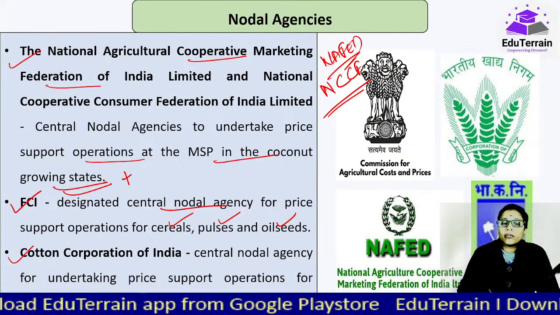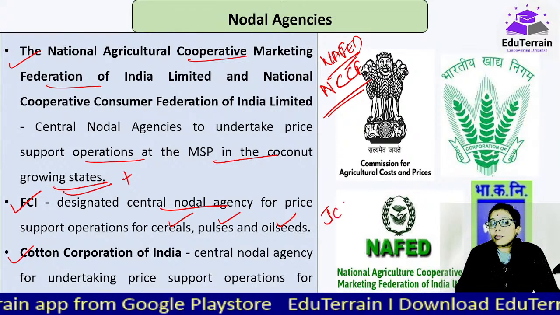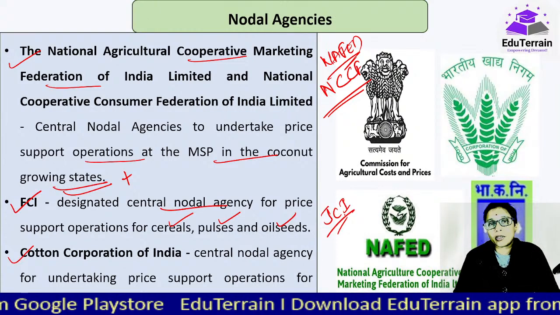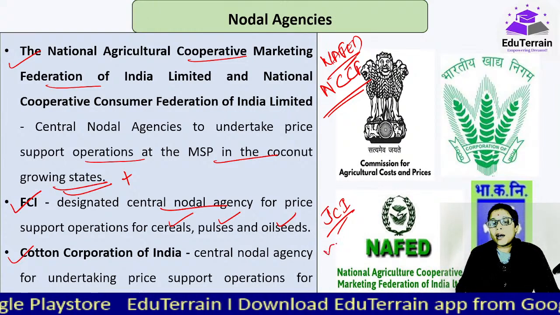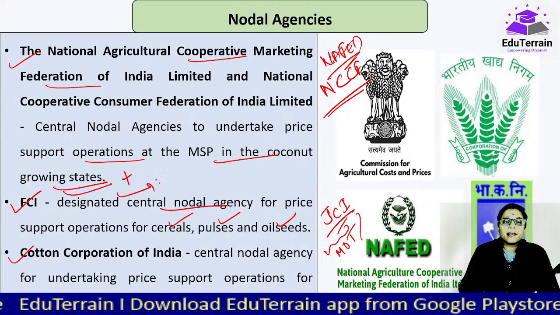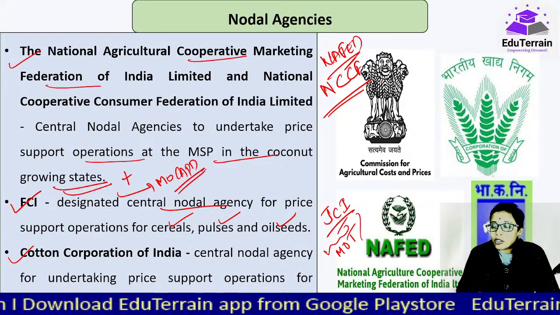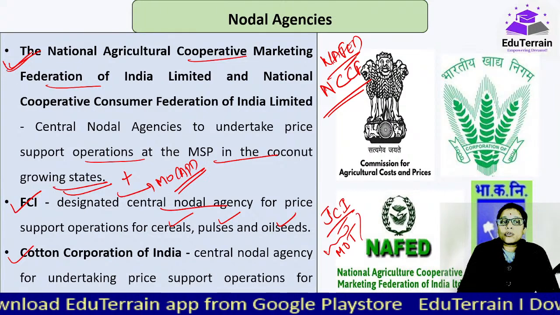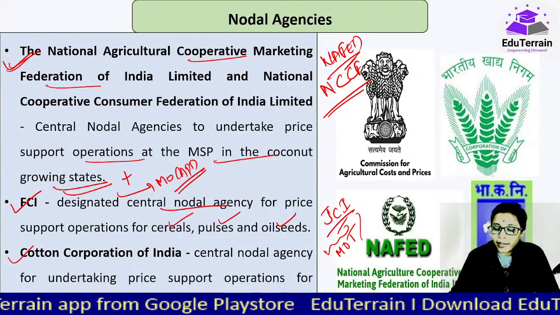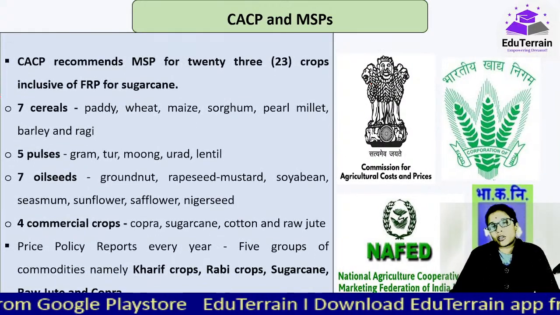And Cotton Corporation of India undertakes the price support operations for cotton. Jute Corporation of India acts as the central nodal agency for undertaking the price support operations for jute, and these two are under the Ministry of Textiles. FCI is under the Ministry of Consumer Affairs and Public Distribution, and these two are under Agriculture and Farmers Welfare. So everything is already set. So in MSPs, whenever there is any problem, these nodal agencies will immediately venture out.